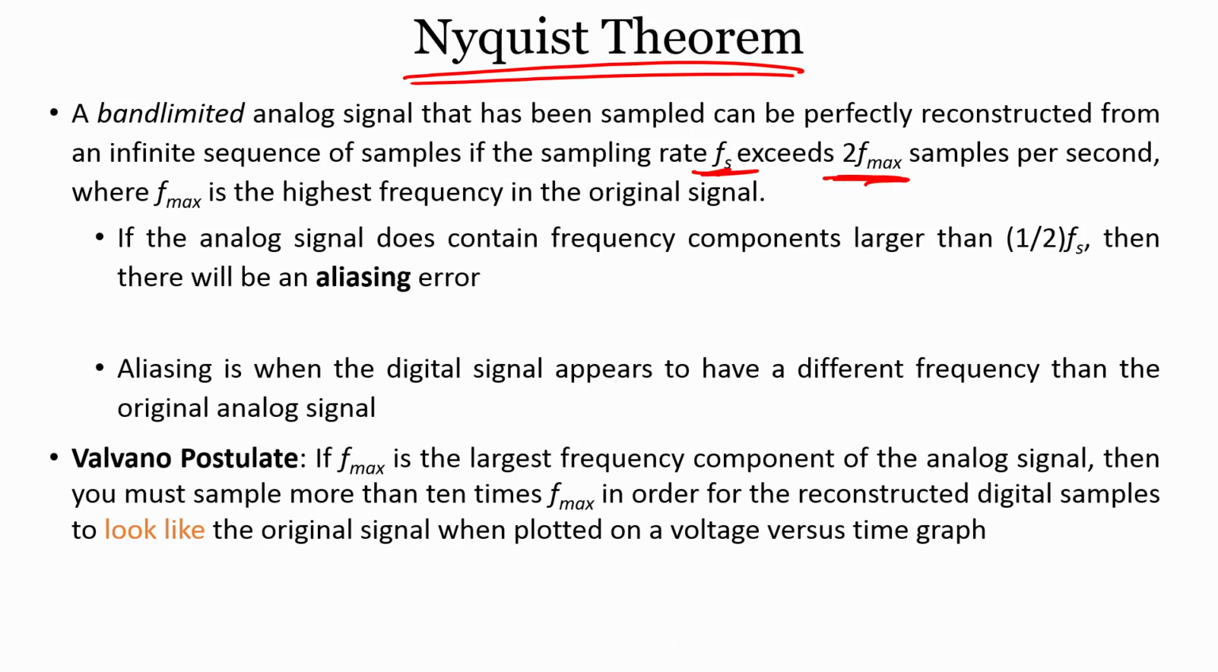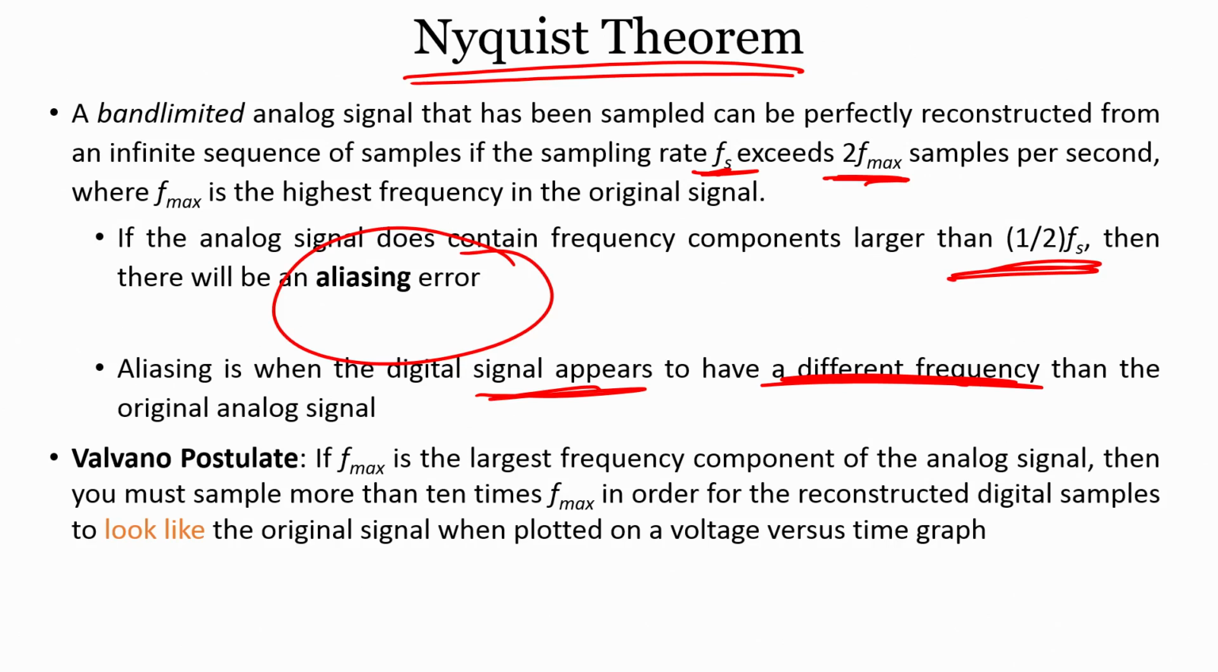So, what it says is that for an analog signal that has been sampled, if you want to perfectly reconstruct it, you should have a sampling rate which exceeds 2 times f max, where f max is the highest frequency of the original signal. Otherwise, if the signal contains frequency larger than 1 by 2 Fs, there will be an aliasing error. We will see what aliasing error is. Aliasing is when the digital signal appears to have different frequencies than the original analog signal. We will see aliasing in the next slide.